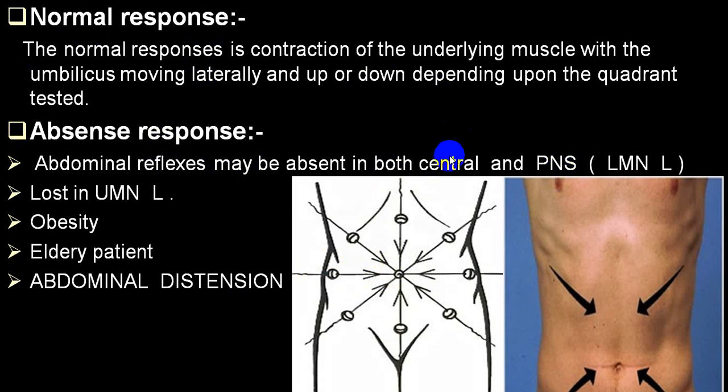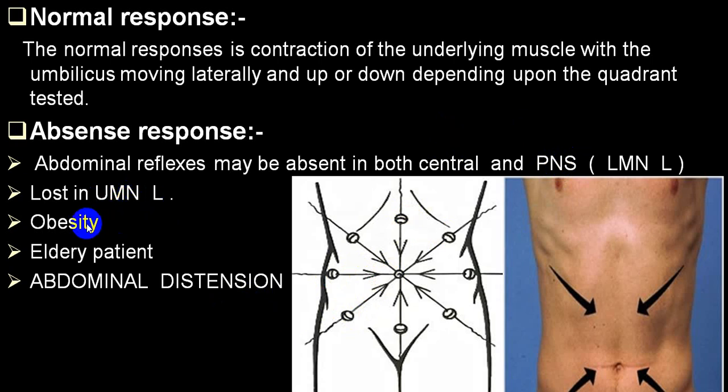In central, we call it upper motor neuron, and if there is a damage at T8 level, T8 to T10, upper abdominal reflex will be absent. At the level of T10, central abdominal, and lower part of abdomen, T10 to T12, it will also be lost in upper motor neuron lesion.